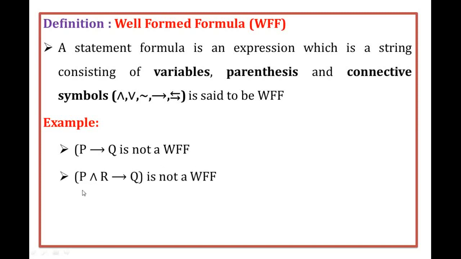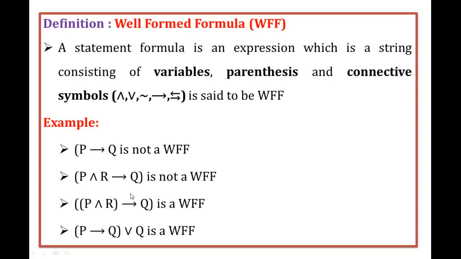You see the second example. In the second example, how many variables are there? Three variables: P, Q, R. Connective symbols are also there: one is conjunction, another is the conditional connective. Parentheses are also there, but here it is open, here also closed. Comparing the left-hand side statement, the open bracket is there but it is not closed. On the right-hand side, a bracket is there, but here also it is not closed. So how can you write this statement as a well-formed formula?